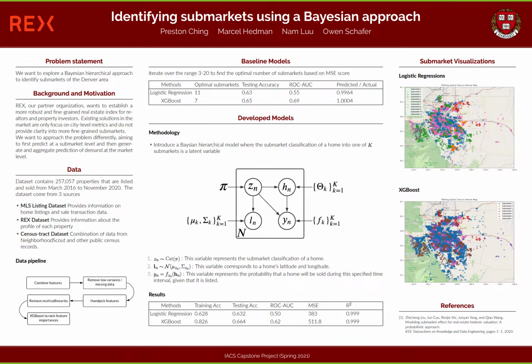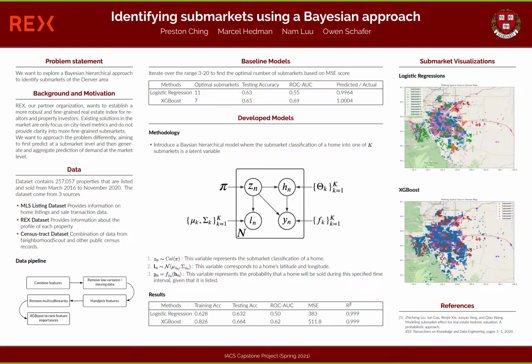To prepare the data for the model, we first combine the features of the three datasets, and then we remove all features that have low variance or miss a lot of data. And then we handpick features that we think will contribute significantly to the model. And then we use the covariance matrix to remove features that are highly correlated with one another. Finally, we use XGBoost to rank the feature importance, and then we keep the top features with the highest prediction gain.